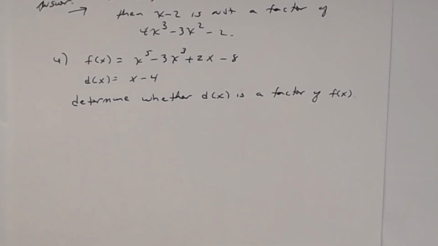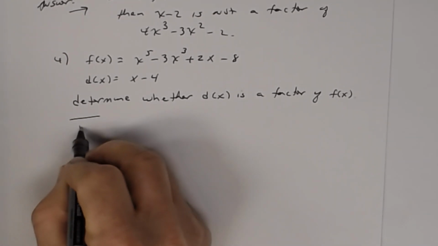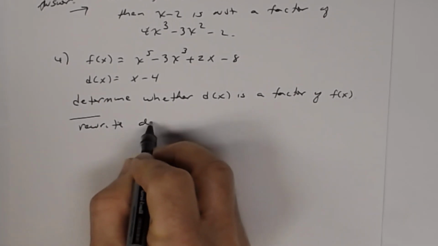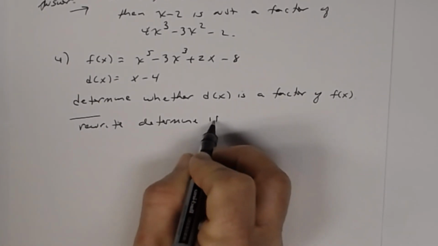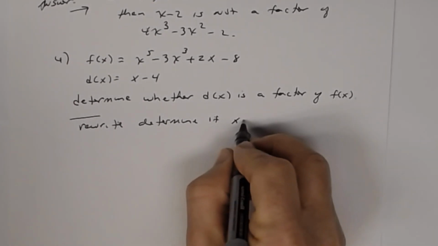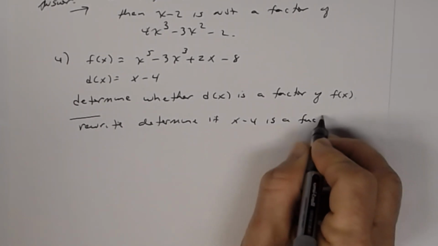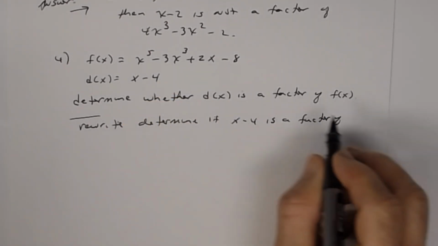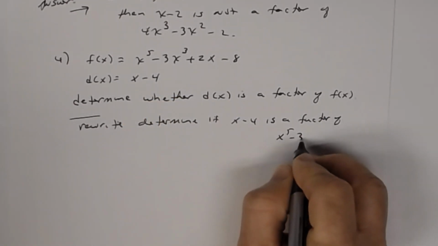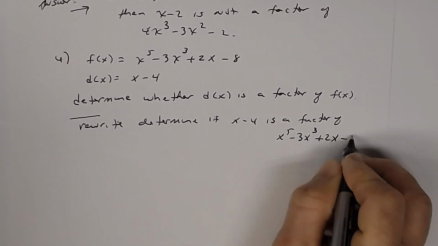Okay, so number 4 is written this way. You're told that f of x is x to the 5th minus 3x cubed plus 2x minus 8, and d of x is x minus 4. And the question is, determine whether d of x is a factor of f of x. So if you want to rewrite this, you can say determine if x minus 4 is a factor of x to the 5th minus 3x cubed plus 2x minus 8.